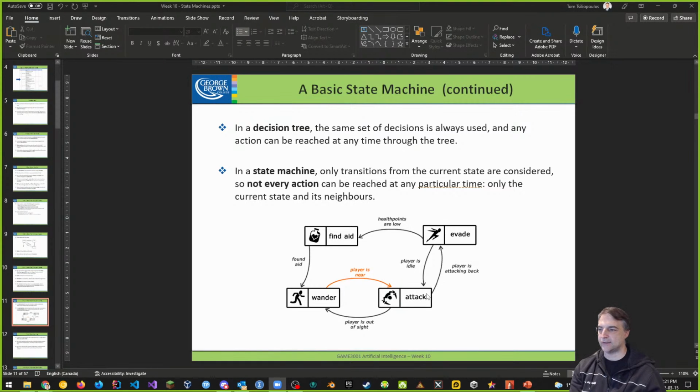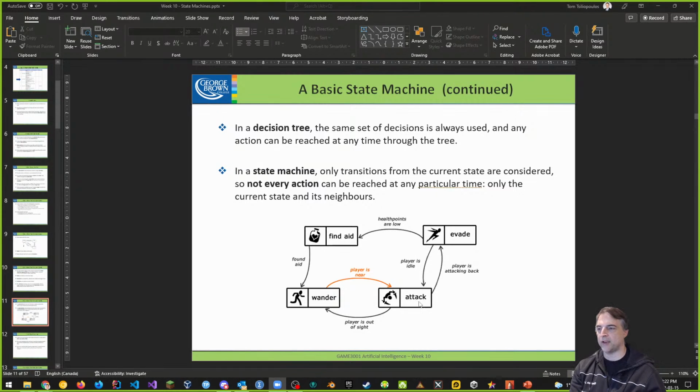Now there's two lines that go from attack. I could move here as an example, or I could move there. So if the player is out of sight, I go back to wandering. Again, I'm not sure this is a great scenario because it doesn't make our AI too smart.